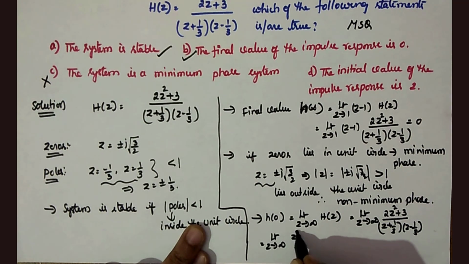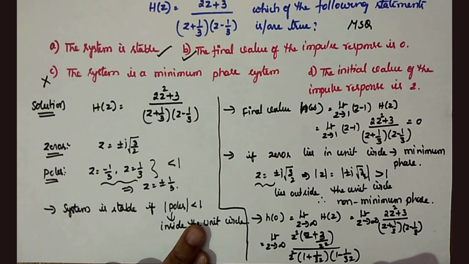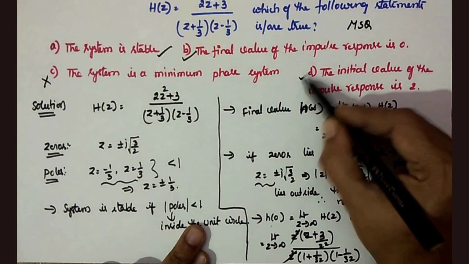Take z² common: 2 + 3/z², divided by z² of (1 + 1/(3z)) into (1 − 1/(3z)). Now cancel z². Now substitute z tends to infinity. This term becomes 0, this term becomes 0, and this term becomes 0. So totally what are you going to get? 2 divided by 1 into 1, so the answer is 2. The initial value of the impulse response is 2. So this is also correct.